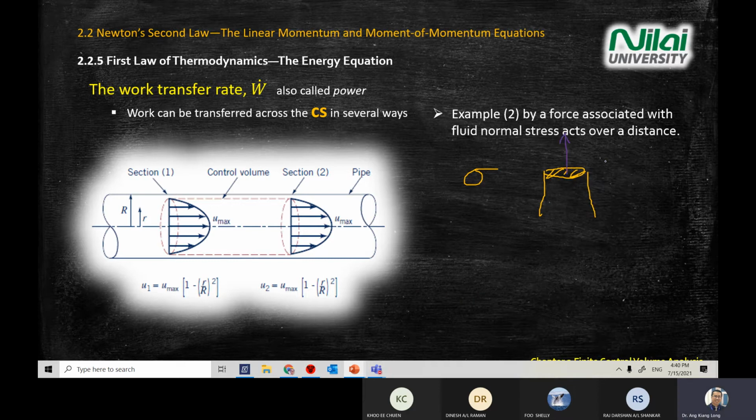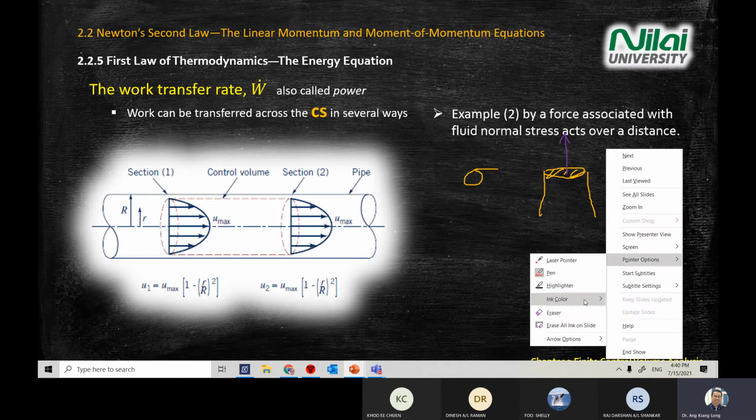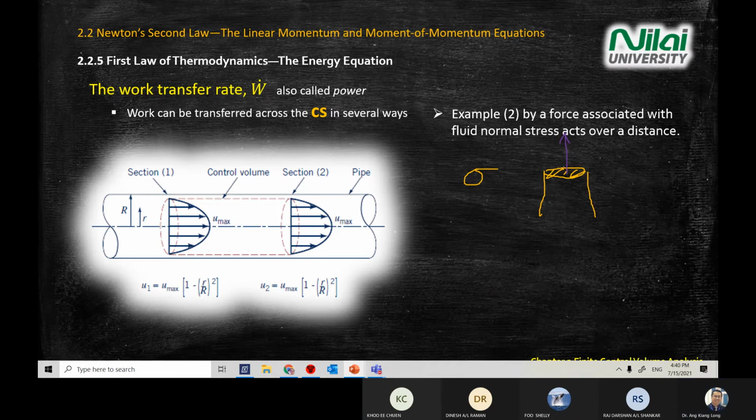I'm not sure whether you can see the color. Let me change to another one. If the force is 90 degrees to the area, with a force, okay, this one is your area. So when you want to calculate the normal stress on the area, normal means 90 degrees, the force is 90 degrees to the area. You take your normal force divided by area, you get stress.